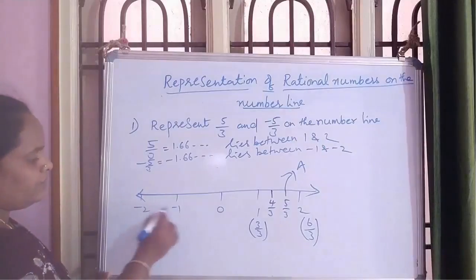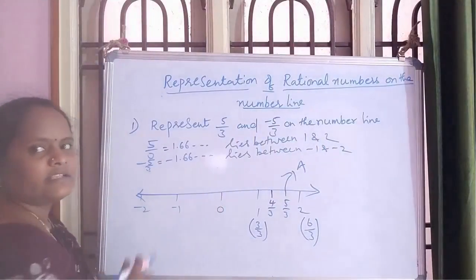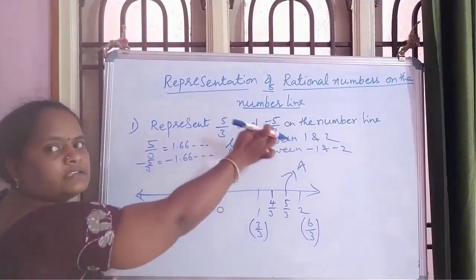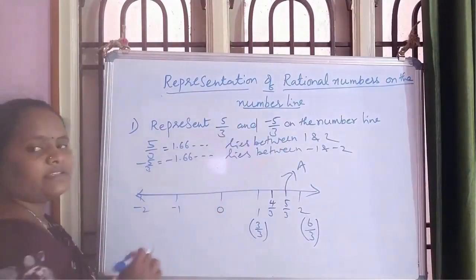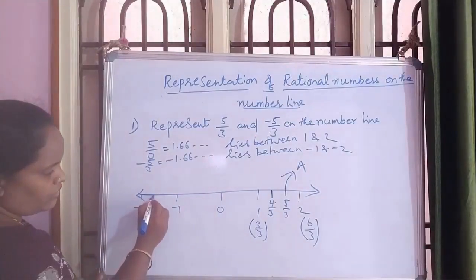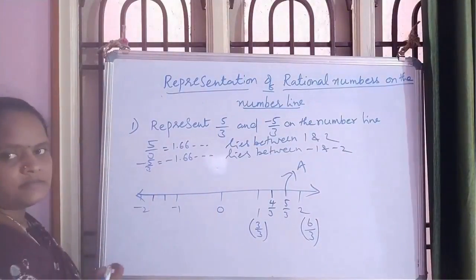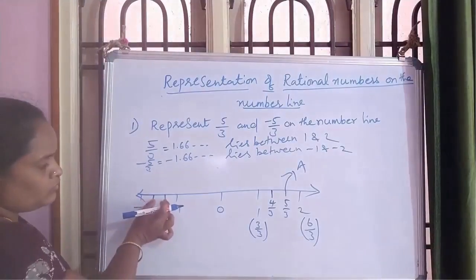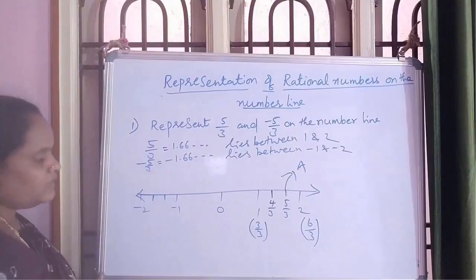So in between minus 1 and minus 2, here the denominator is 3. This portion should be divided into 3 equal parts. How many equal parts? The denominator is 3, so 3 equal parts. To get 3 equal parts, I need to draw 2 lines dividing the portion into 3 equal parts. 1, 2, 3. 3 parts.